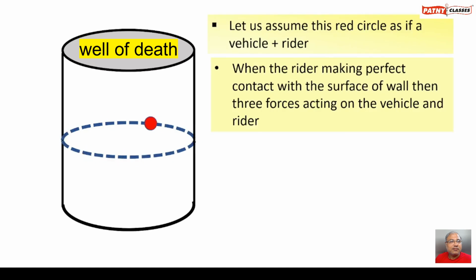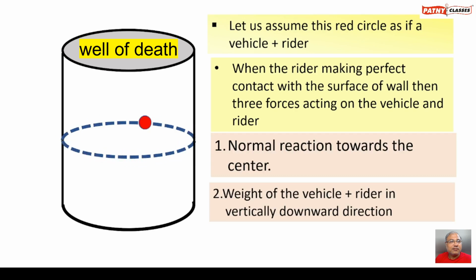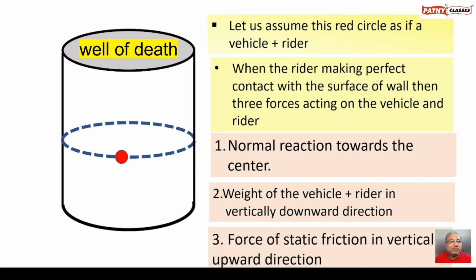Let us assume this red circle as the vehicle plus rider. When the rider is making perfect contact with the surface of the wall, three forces act on the vehicle and rider. These three forces are: the first one, normal reaction toward the center. Second one, weight of the vehicle plus rider in the vertical downward direction. And the third one, the force of static friction in the vertical upward direction.